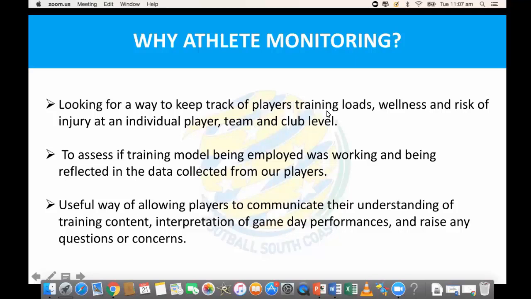So through the app's comments section and the ability to generate player questionnaires, this has become one of the most powerful yet simplistic tools for us in using athlete monitoring, and allowed for myself and the coaching staff at Football South Coast to engage and communicate with our players on another level.